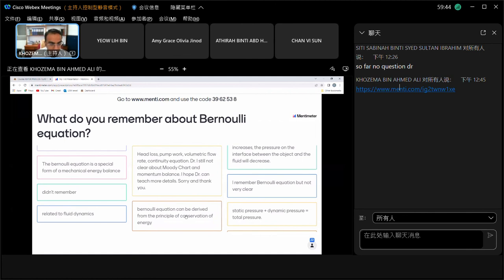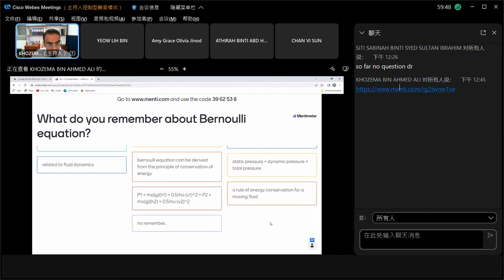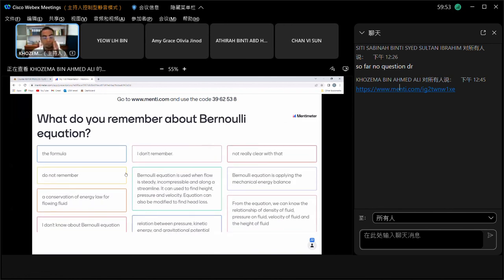So you can see here we have mechanical, but you have conservation of energy. Okay, anybody else? 22 students have answered, right? So at least we know where we are.